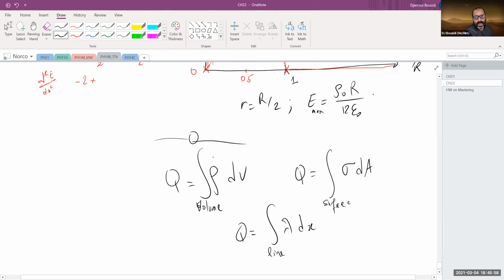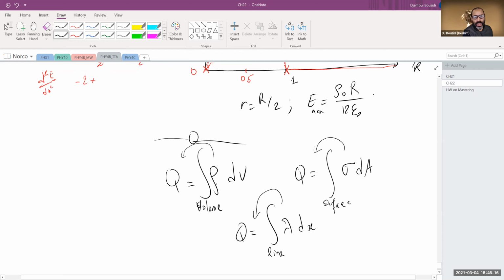If rho were constant, it comes out of the integration. If sigma were constant, it comes out of the integration. If lambda is constant, it comes out of the integration. That means they are uniform. If they are not uniform, then you can't do that operation. You have to leave them inside and do the calculations. So that's the point of this exercise in here.